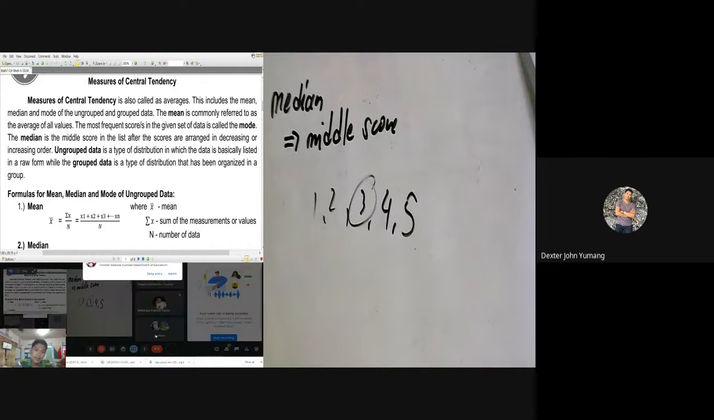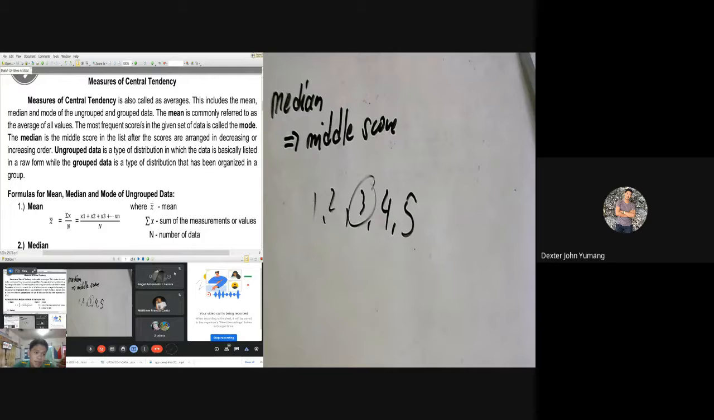And basically, by definition using our SSLM, when you say median, it is the middle score in the list after the scores are arranged in decreasing or increasing order. Take note, it must be arranged. It's up to you if it is increasing or decreasing. Para uniform po tayo lahat, increasing po yung pag-arrange natin. Like this, increasing from the smallest number to the biggest number.